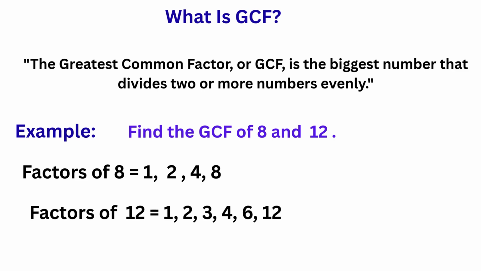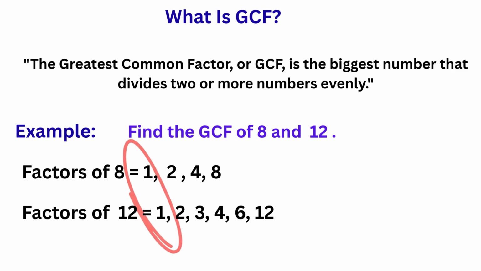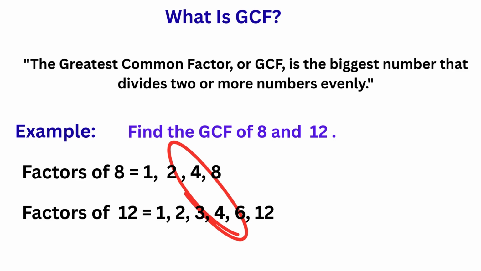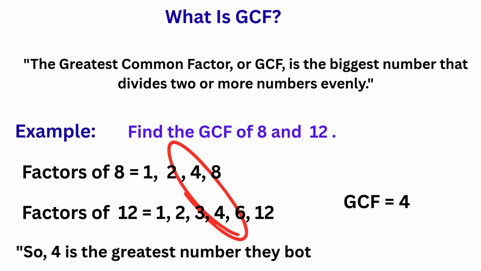now let's circle the numbers they both share. 1, 2, 4. The biggest one they both have is 4. So the GCF of 8 and 12 is 4 because 4 is the largest number that divides both 8 and 12 with no remainder.